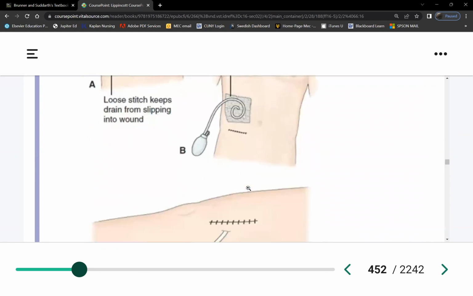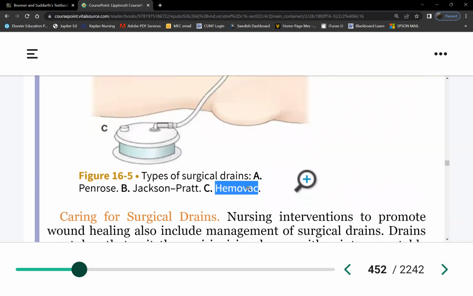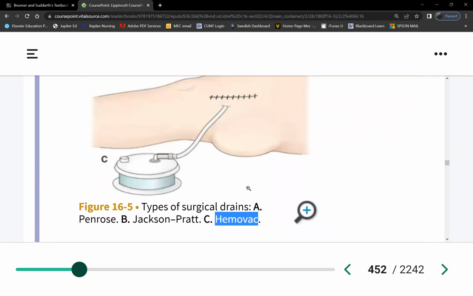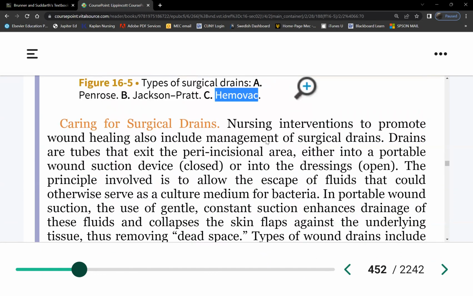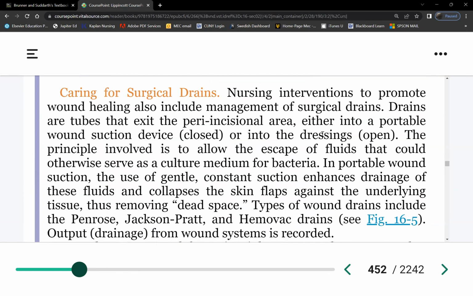We still use the one that's seen in the hospital. Which one? The letter C. Hemovacs, yes, for hips and knees. Yeah. I mean, the black sponge. The machine for the Hemovac.